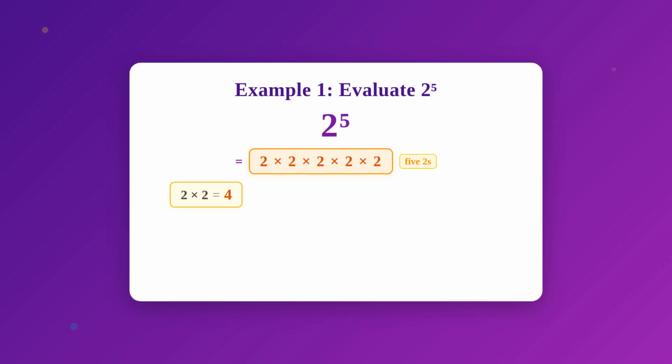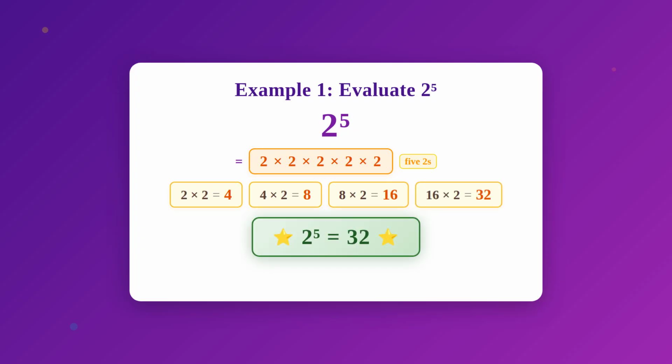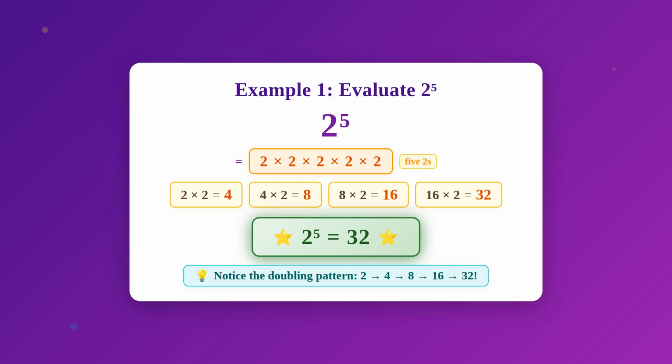Let's try the same kind of problem Maya tackled first on her worksheet. 2 to the 5th power. Step 1. Expand it. The base is 2, and the exponent is 5. So we write 2 times 2 times 2 times 2 times 2. That's 5 2's. Now multiply left to right.